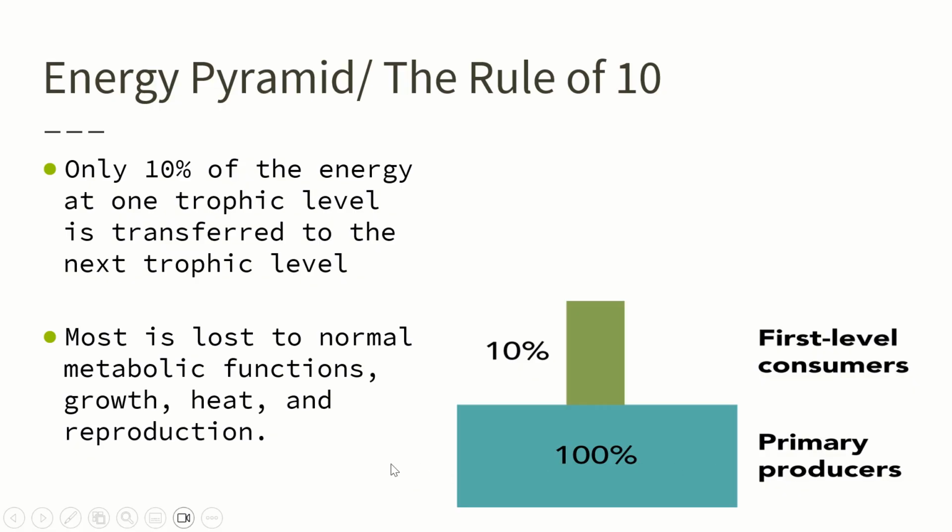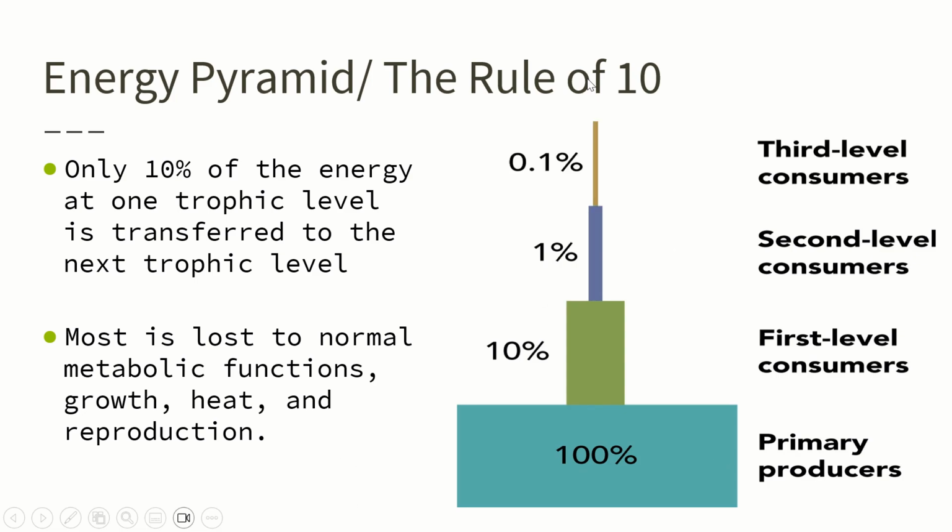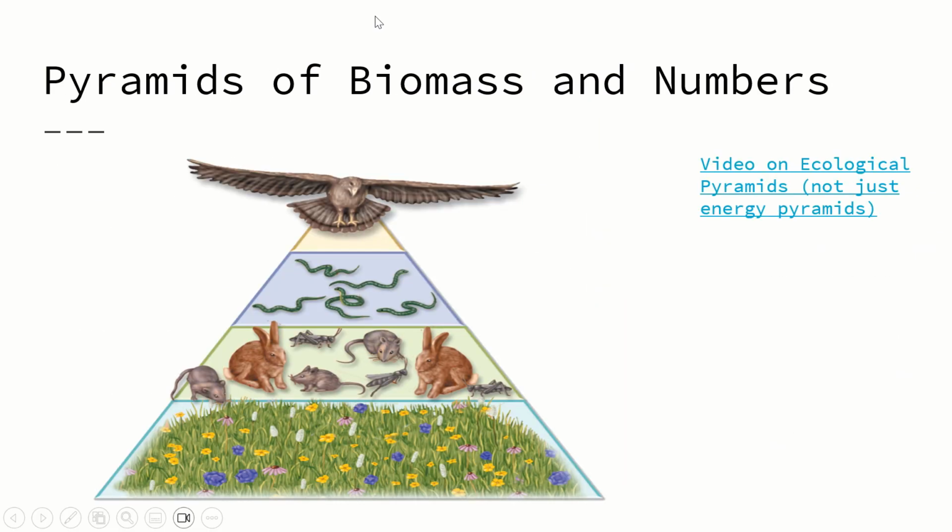So for example, if 100% of the energy is available to primary producers, only 10% of that's going to the first level consumers, which means only 1% of that energy that was available to the primary producers is going to the secondary consumers, etc. And this is what's going to limit how many trophic levels you have within one food chain, because you're going to get to the point where there's just not enough efficient energy transfer, and they would have to eat a significant amount of mass in order to get enough energy.